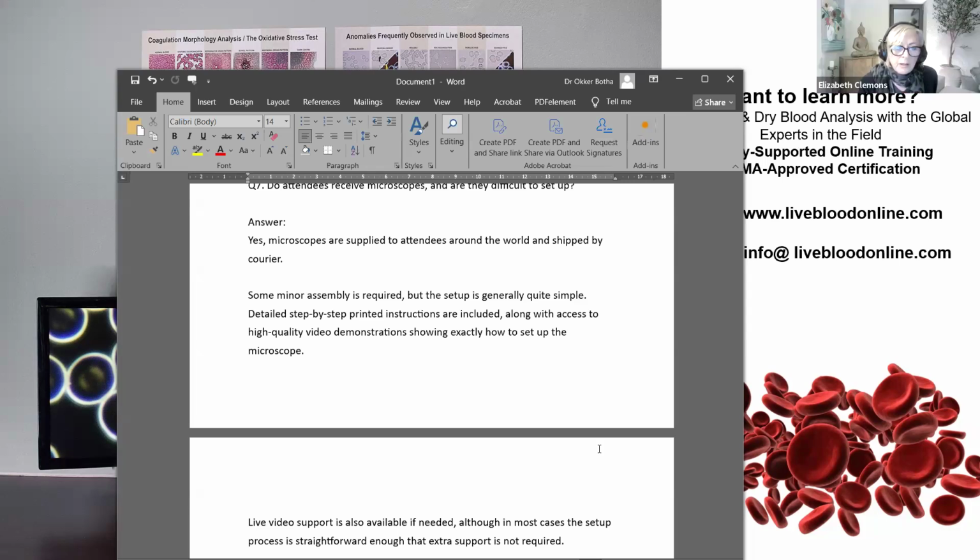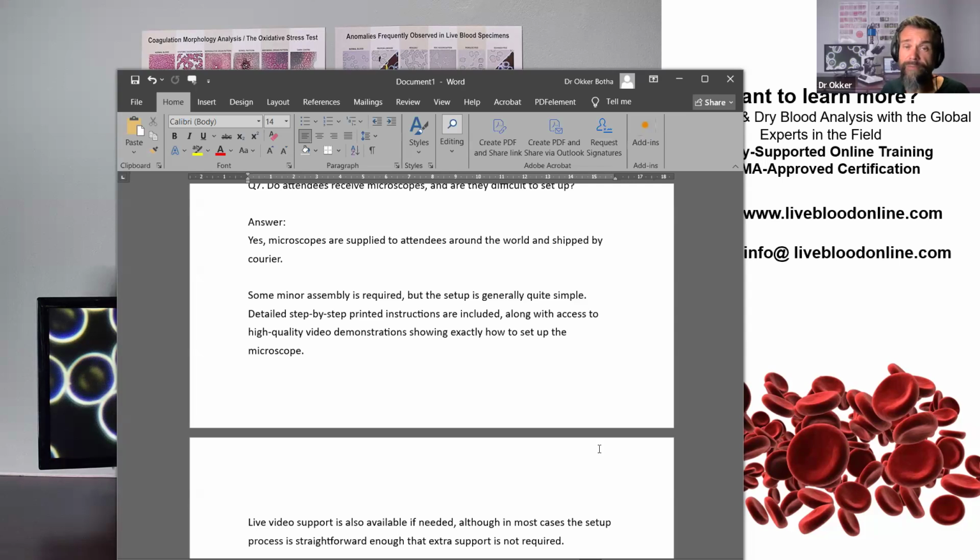Thank you. And do you supply microscopes? And are they difficult to set up? Yes, we do supply microscopes, and that is out of necessity, really, because microscopes that are available commercially just don't have the necessary features for dark field microscopy. To use dark field to analyze live blood samples, the microscope needs to have a very specific set of features. And because dark field microscopy is such a niche type of application, most microscope manufacturers don't actually produce good quality dark field systems with all the necessary requirements.